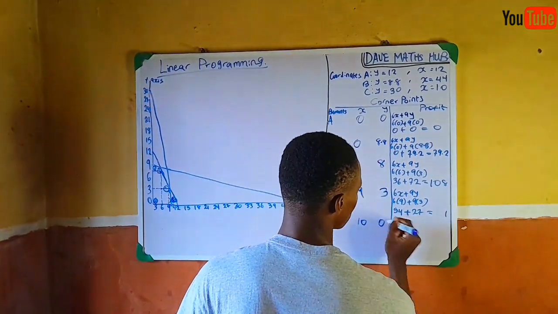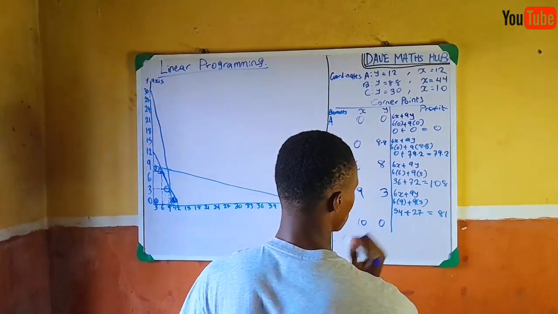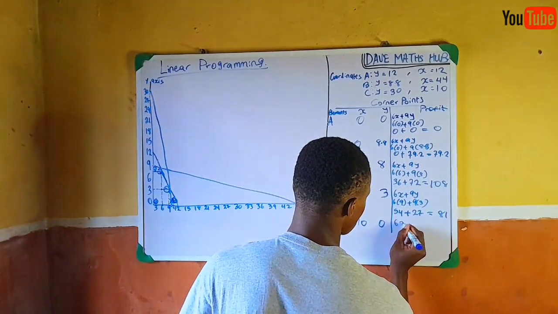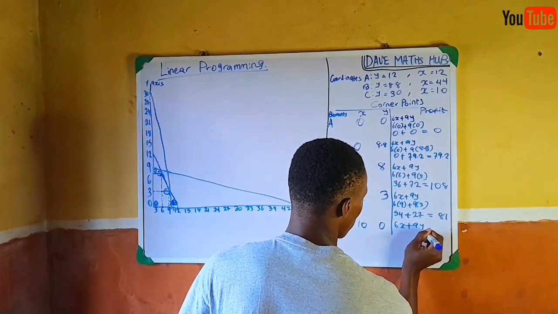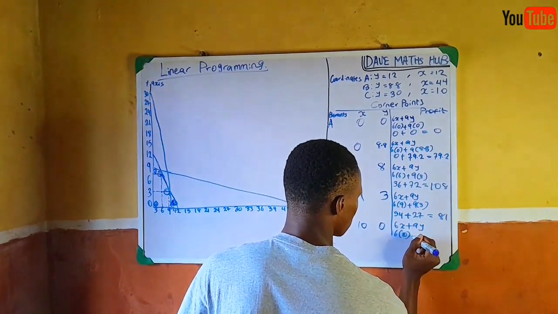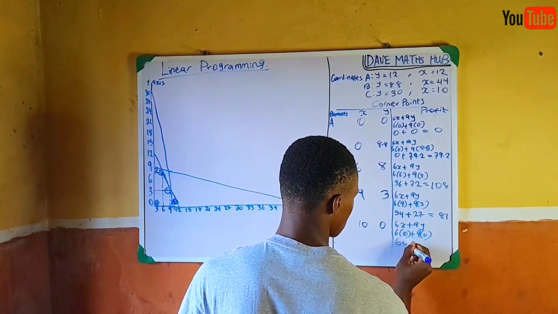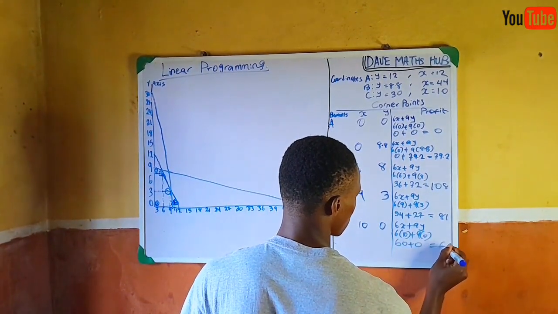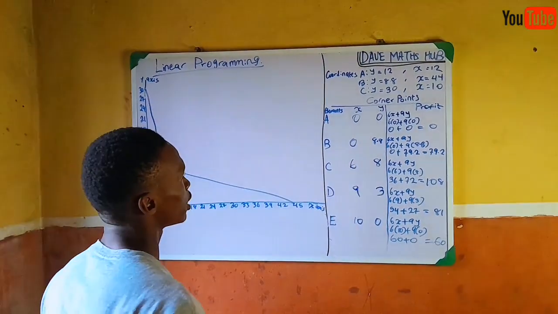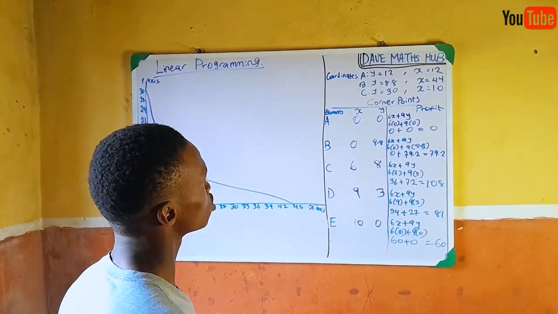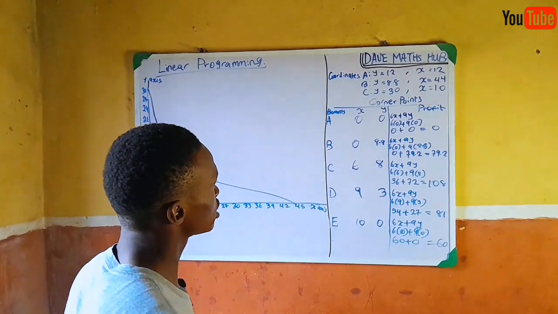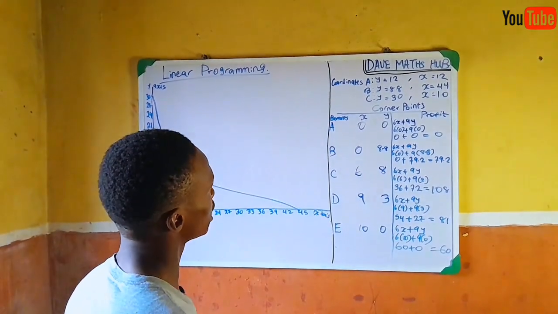This is 81. And lastly, 6x plus 9y, we have 6 open bracket 10 plus 9 open bracket 0, 6 times 10, 60 plus 0 equals 60. Now, remember, when I said graphical solutions to linear programming, I'm showing you the steps which I mentioned earlier.